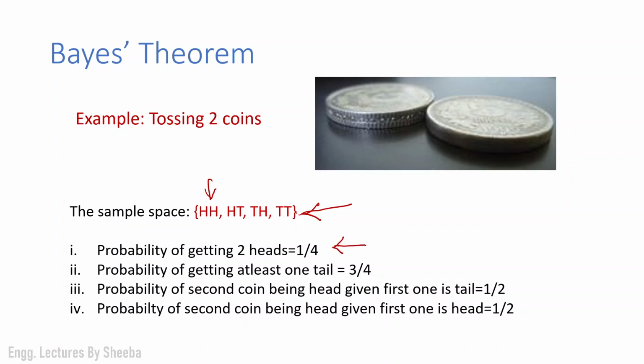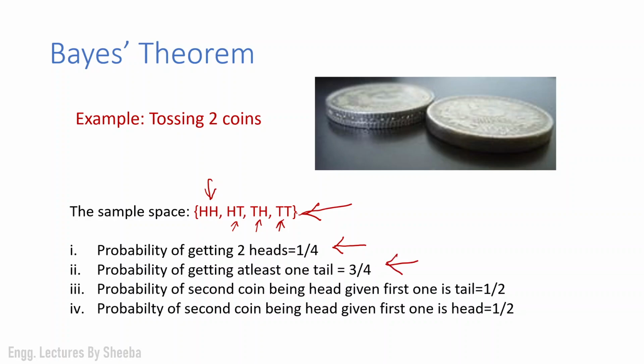Now let us see the second probability: the probability of getting at least one tail. What is the meaning of this? At least one tail means that when you are tossing two coins, at least one of them should give you tail. In the sample space, you can see this event has a tail, this event also has a tail, and this one too. So there are 3 events which have a tail, out of 4 total events. So the probability of getting at least one tail is 3 upon 4.